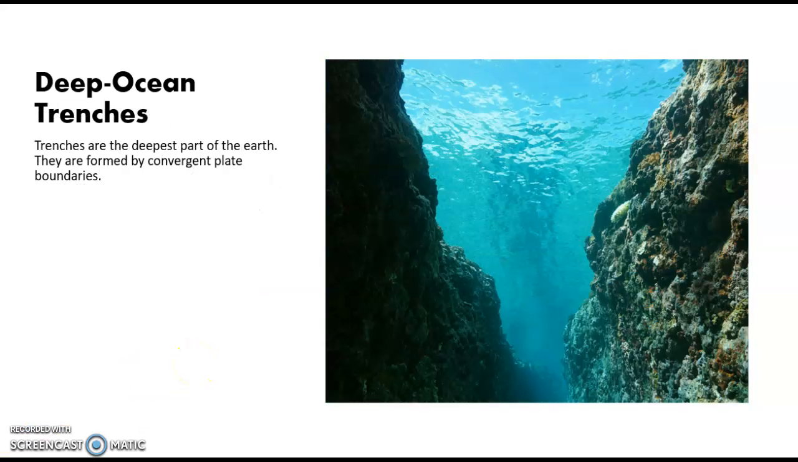And then, of course, we have deep ocean trenches. You might have heard of the Mariana Trench. That is the deepest ocean trench in the world. Trenches are the deepest part of the Earth, and they are formed by convergent plate boundaries, which is the opposite of the ridges, which were formed by divergent plate boundaries.